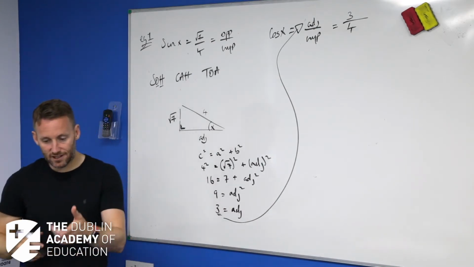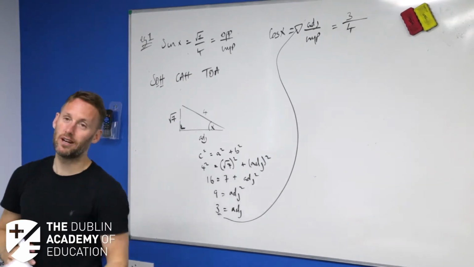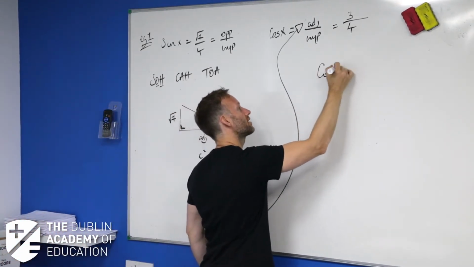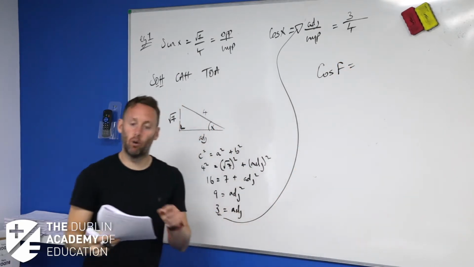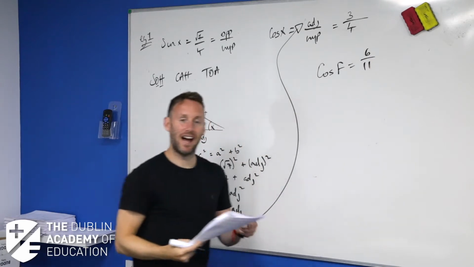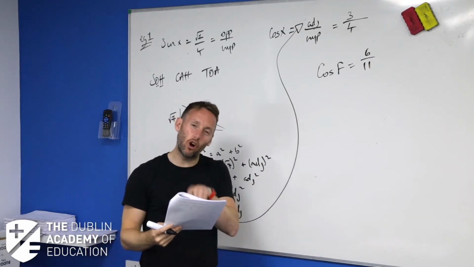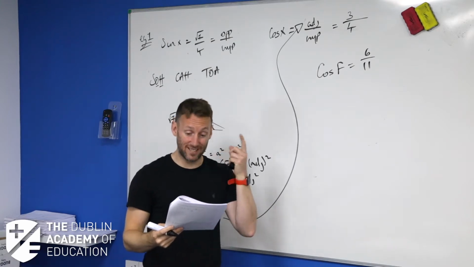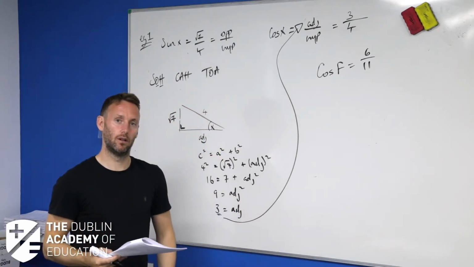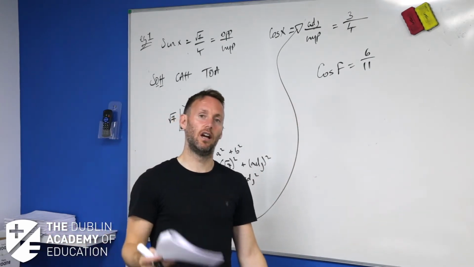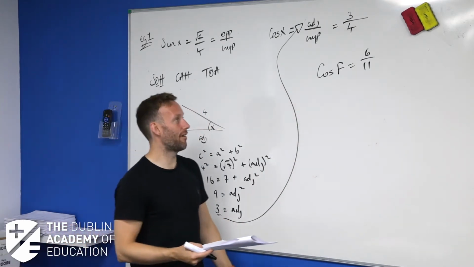And a very similar question was asked in 2018. In 2018, we were told what cos f was. We were told that cos f was equal to 6 over 11. And the examiner said, by drawing a diagram of a right angle triangle, find the value of sin f in surd form. So he told us what cos f was. Then he said, go and draw a right angle triangle and find the value of sin f in surd form.